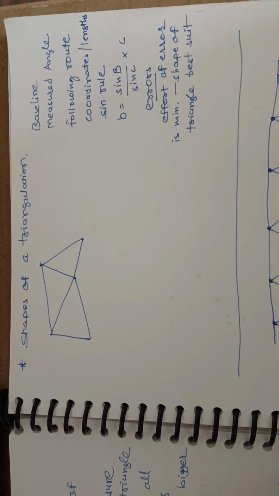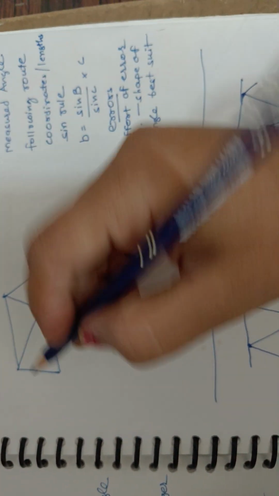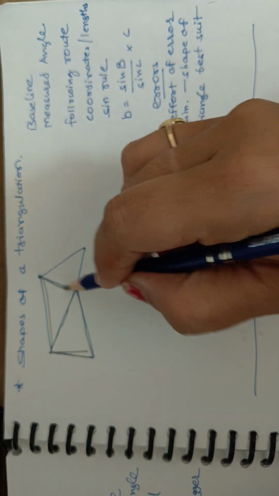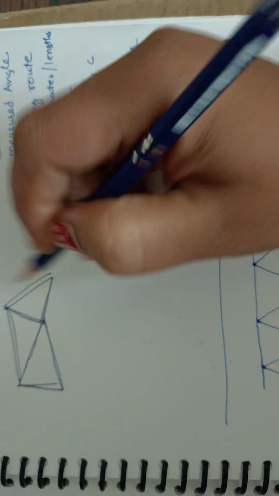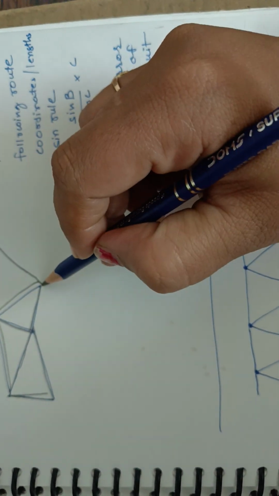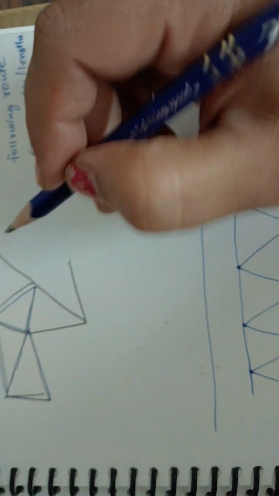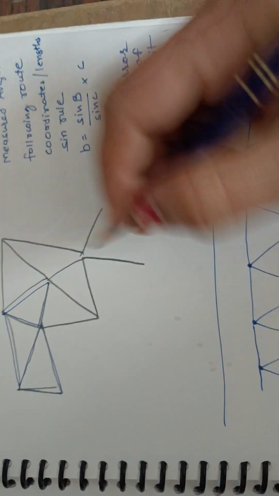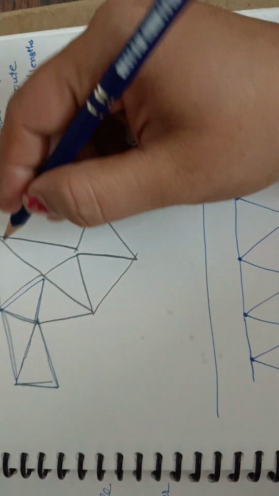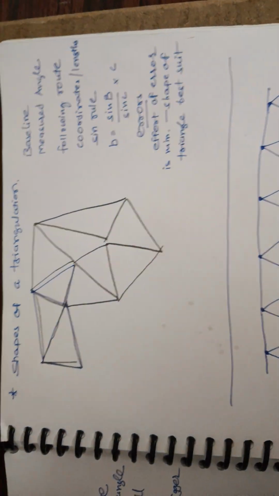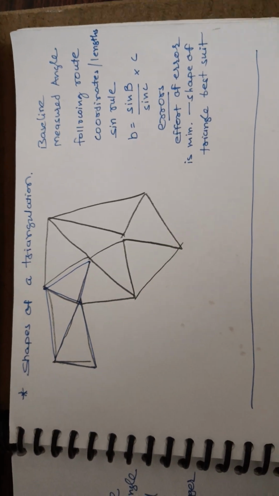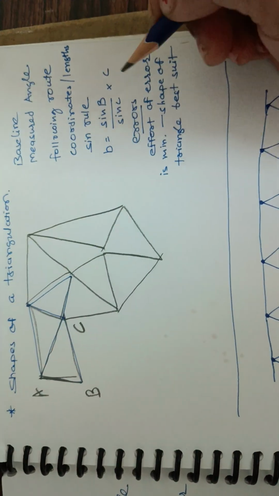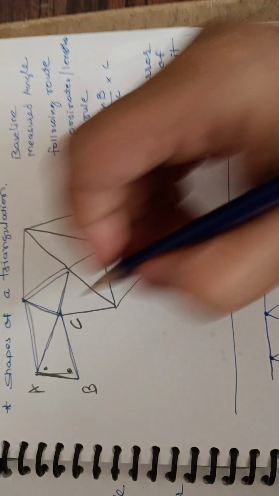Now let's start with the shape of a triangle. This is my baseline. I draw one network of triangles here, one here, one here. Suppose I extend this triangle to here, and I extend this to here, extend again this to here, and again this to here, somewhat like I'm extending this network of triangles. So in this figure, this here is our baseline. I denote these points as B and C.